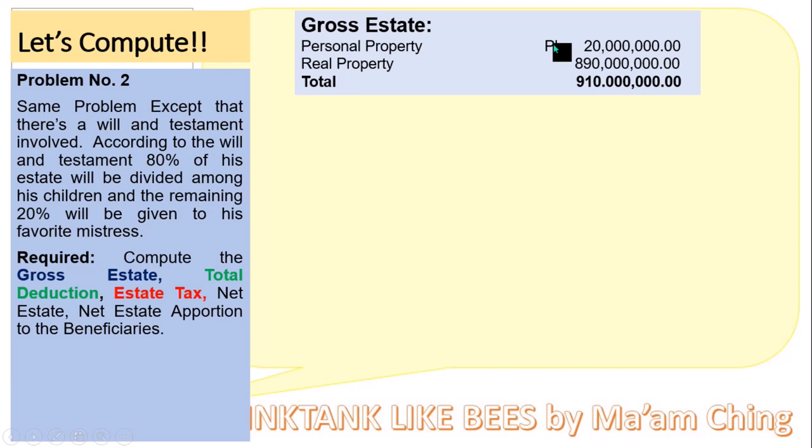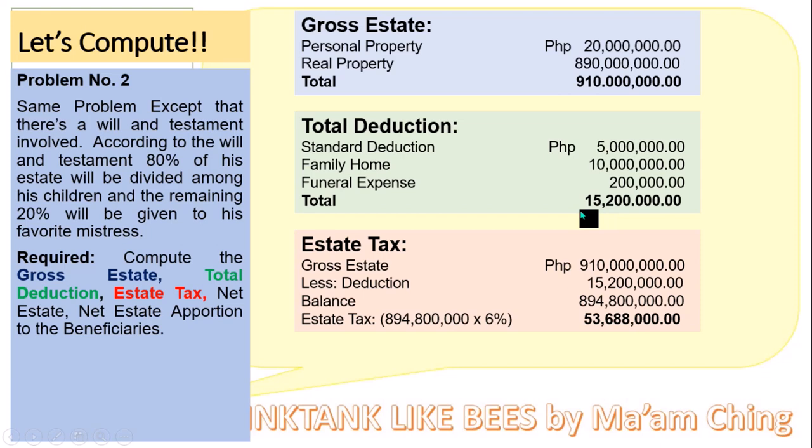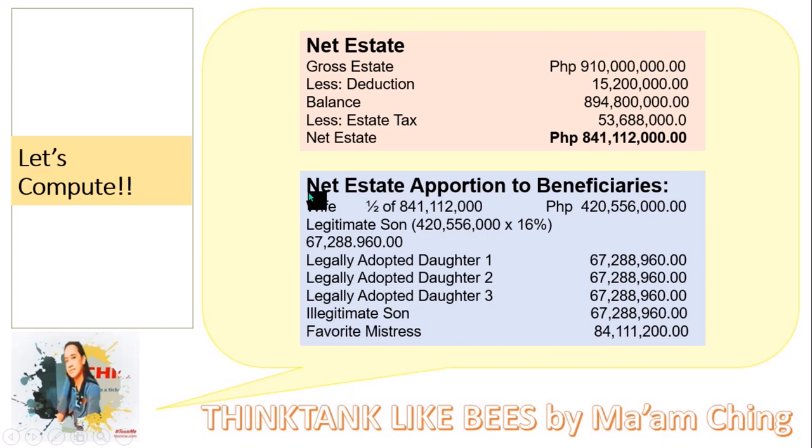So this is the gross estate, the same. You have the personal property of 20 million and real property of 890 million, so the total is 910 million. The total deduction is the standard deduction of 5 million, the family home of 10 million, which will go to the first family, and the funeral expense of 200,000, so the total deduction is 15,200,000. For the estate tax, we deduct the total deduction from the gross estate, and the balance, 894,800,000, is multiplied by 6%, so the estate tax is 53,688,000.